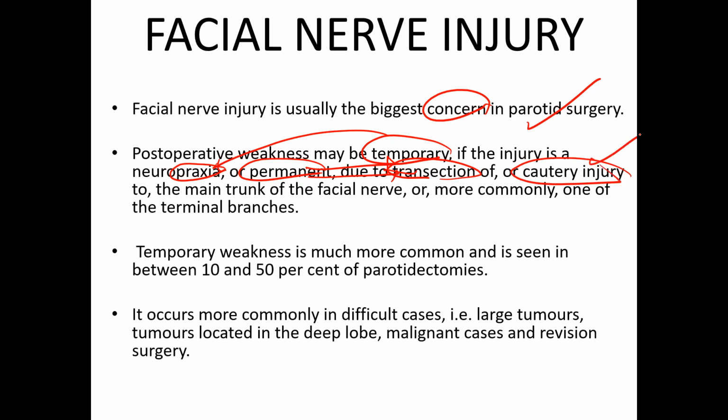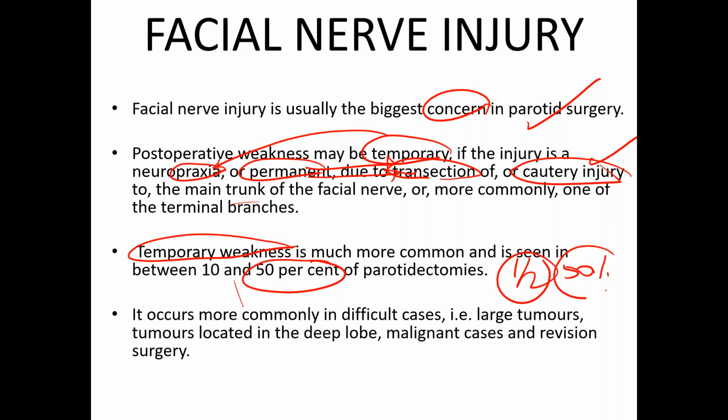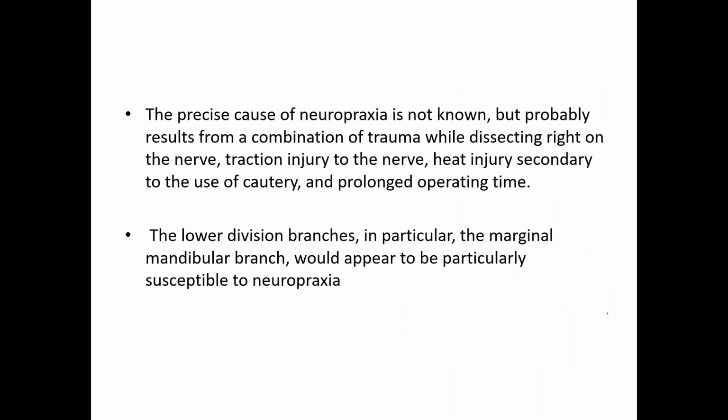Cautery-related injury can occur to the main trunk of the facial nerve, or more commonly one of the terminal branches. Temporary weakness occurs in almost half of parotidectomies, about 50%. It usually occurs more commonly in difficult cases like large tumors. Facial nerve injury is also more likely with tumors located in the deep lobe, with malignancies, and in revision surgery.